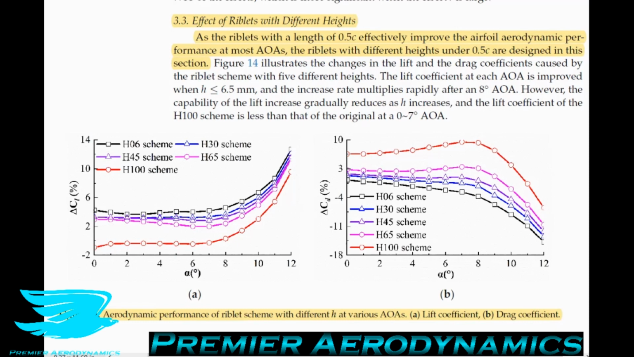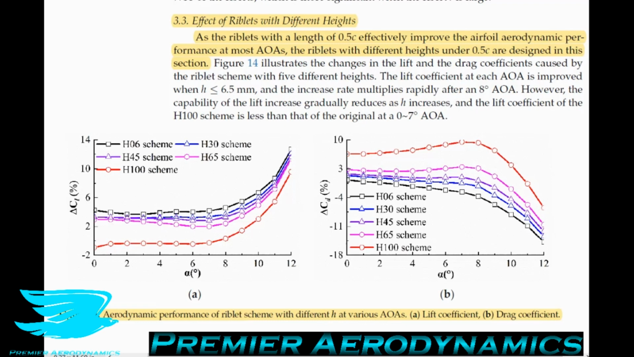The lift coefficient at each angle of attack is improved when the height is above 6.5 millimeters, and the increase rate multiplies rapidly after 8-degree angle of attack. So again, here we're seeing a massive nonlinearity with these riblets, where, like with the lengths, at low angle of attack the effects are not that great, but as you go higher and higher, the effects just become magnified and really amazing.